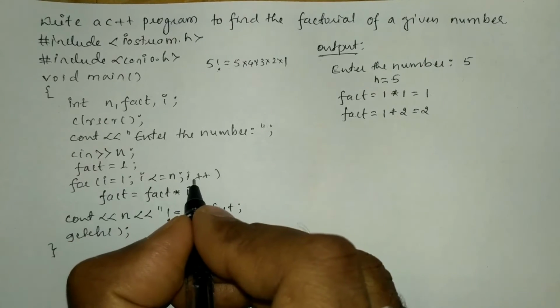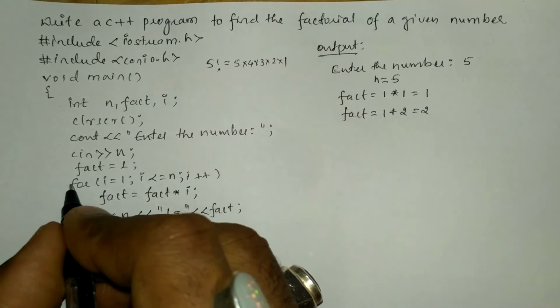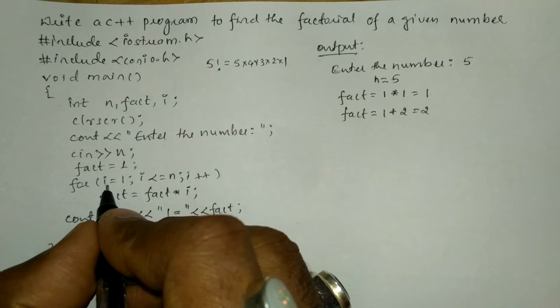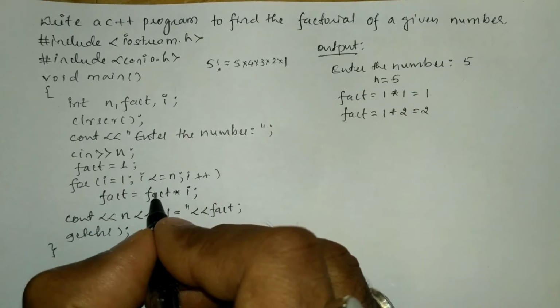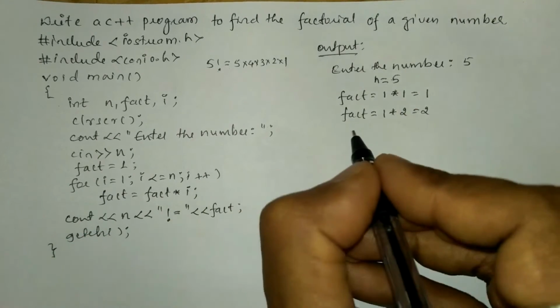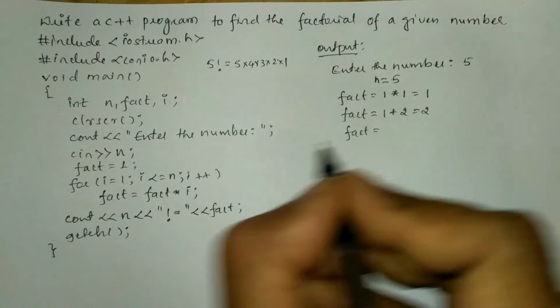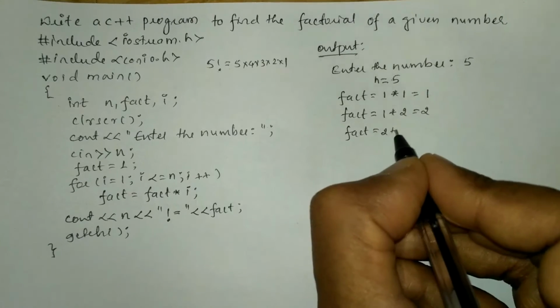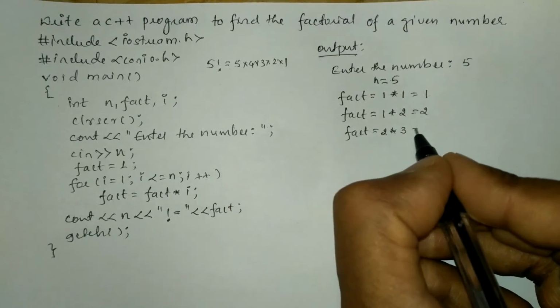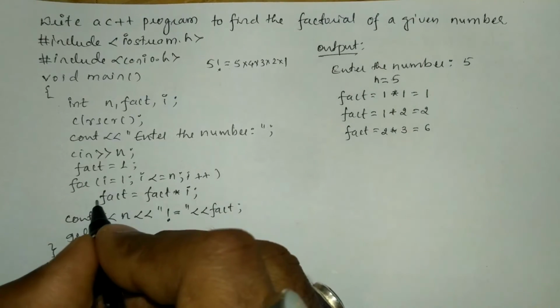Once again, by incrementing the value of I by 1, control transfers to for. Now I value is 3. 3 is less than or equal to 5. Yes, condition is true. Once again this particular statement will get executed. Fact is equal to, fact is what? 2 into I value, which is 3. 2 3s are 6.